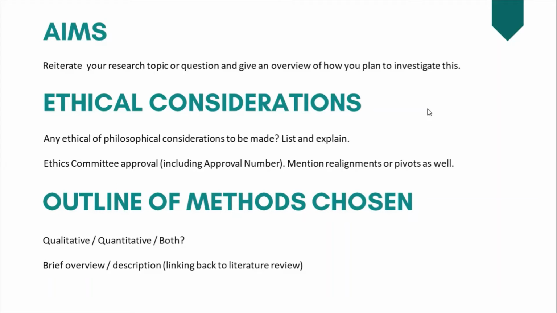Very simple. Each of these sections becomes a part of the chapter that you have. The length of each section is going to differ. Some may be several pages long because there are a lot of decisions, choices and key relevant information you need to include. Others may be as simple as one or two paragraphs, which, to be honest, your aims is likely to be. In your aims section, we need you to reiterate your research topic or question and give an overview of how you plan to investigate this.